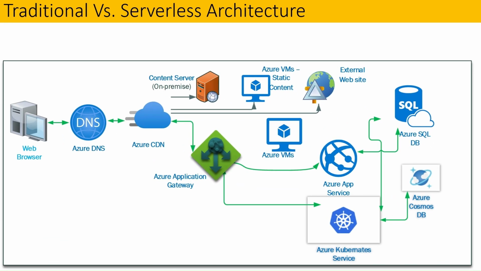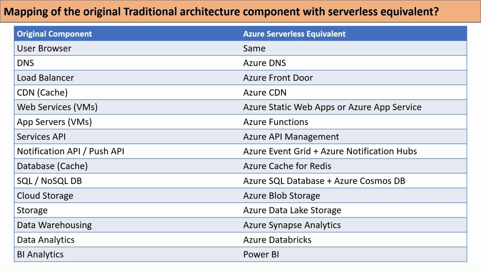Now, let's see the real mapping between the traditional architecture and the serverless equivalent. If you see here on the left, the traditional architecture components are all put up here. What is the equivalent service available in terms of Azure is put up here. And this might be helpful for you to decide what are the services that you should choose while designing your application.